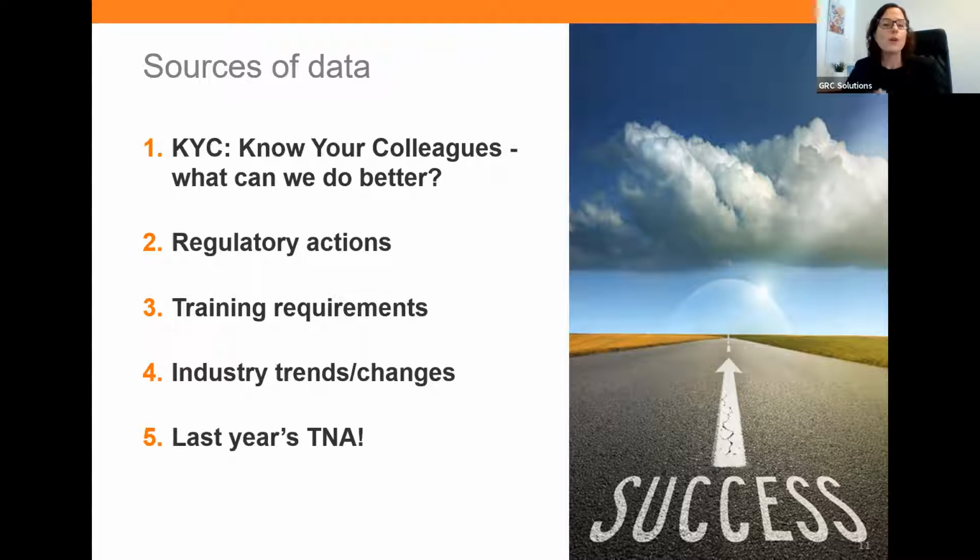So along with the interviews, you need to find the following data. Are there any recent legal actions against the organization or the department? What about regulatory training requirements? What about industry trends and changes, regulatory updates? Again, public pressure. And in an ideal world, last year's training needs analysis.